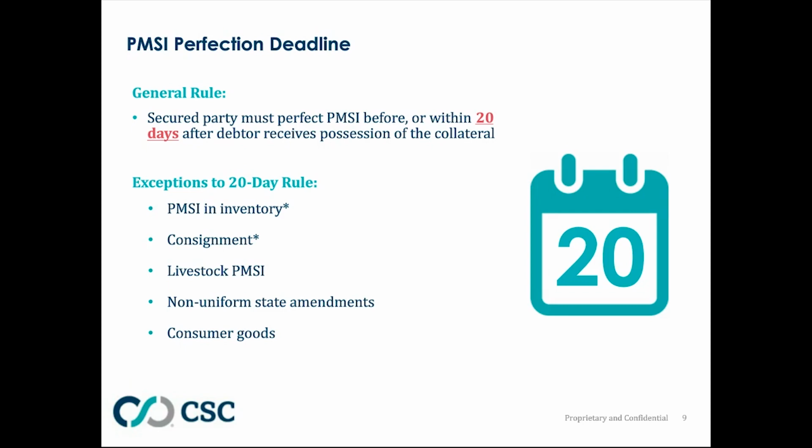PMSI perfection deadline. The general rule is that a secured party must perfect the PMSI before or within 20 days after the debtor receives possession of the collateral. There are some exceptions to the 20-day rule. That would include the PMSI in inventory, consignment, livestock PMSI, which would be like domestic farm animals and aquaculture, non-uniform state amendments, and also consumer goods. We're really going to zone in on the first 2 exceptions.